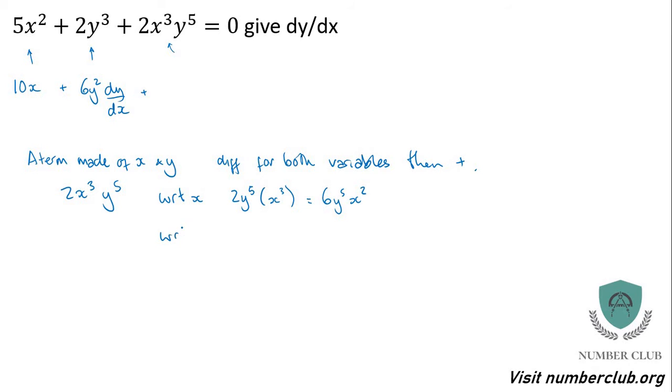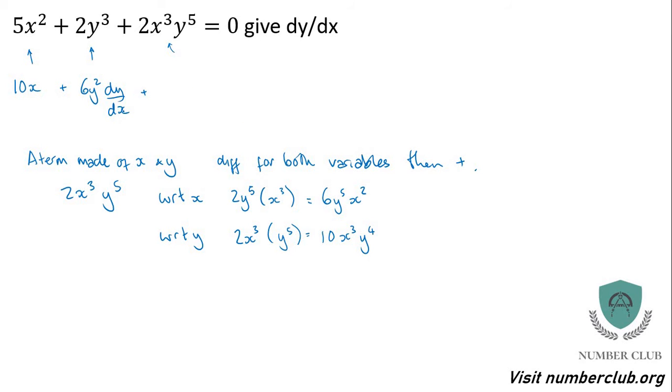And then we're going to differentiate with respect to y. Differentiating with respect to y, 2x cubed is the constant, lots of y to the power of 5. So leave the constant there. We're going to differentiate, bring 5 down, take 1 off the 5, and you're going to end up with 10x cubed y to the power of 4, but we just differentiated with respect to y.